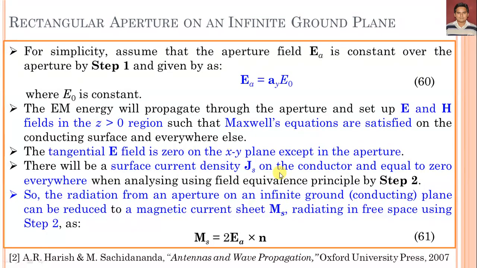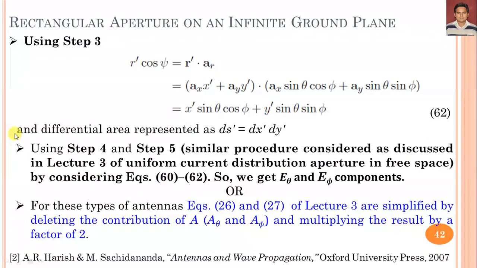or we can say it is an infinite ground plane, and Ms we can calculate: Ms is equal to twice EA cross n cap. Considering equations 60 and 61 and the step 3 procedure as we have discussed, we can calculate r' cos psi, and this is the differential area that can be represented as dx' dy'.